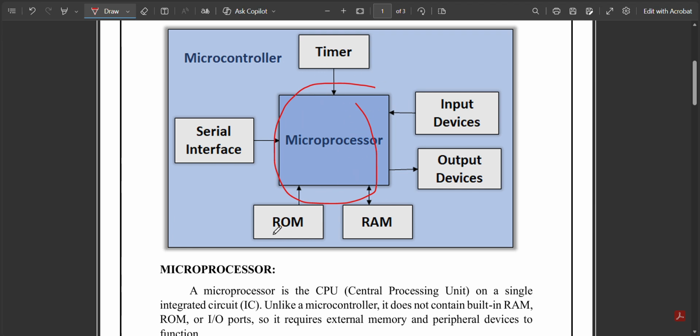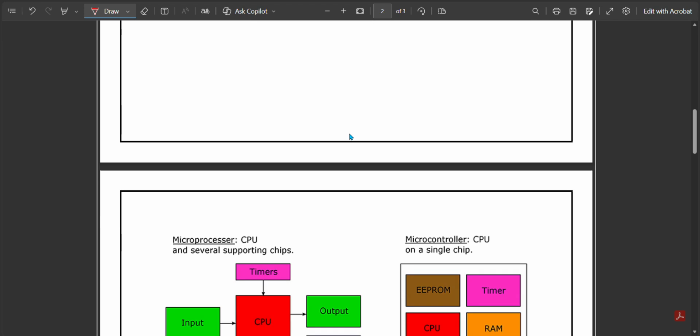So a microprocessor is nothing but this. I mean, the single microprocessor is considered a microprocessor. A microcontroller is a single microprocessor and the external essential peripheral devices together. This is the difference between a microcontroller and a microprocessor.